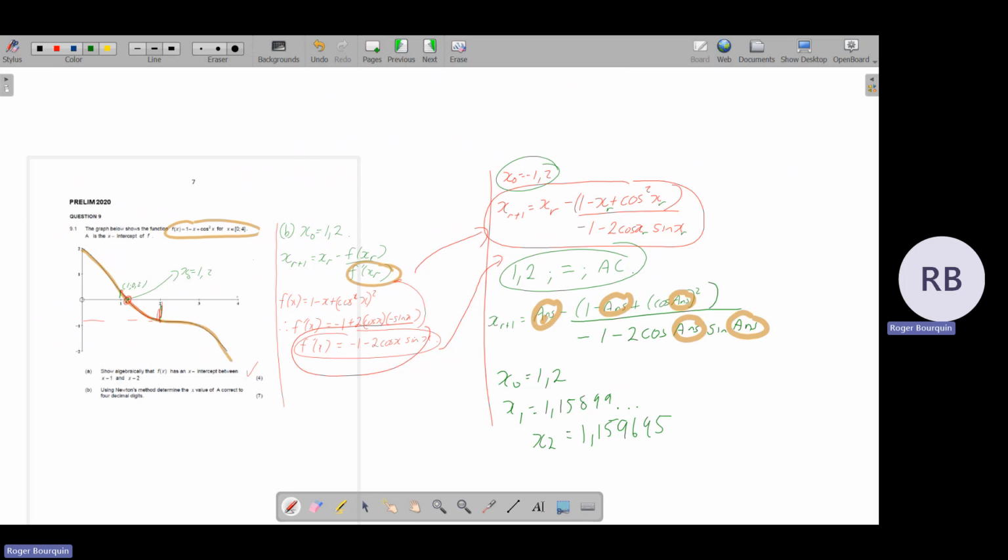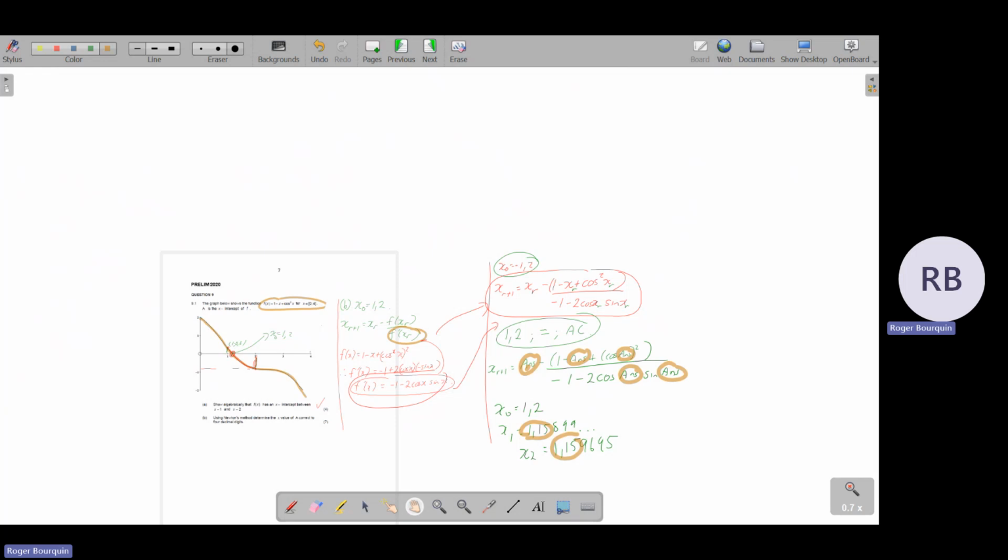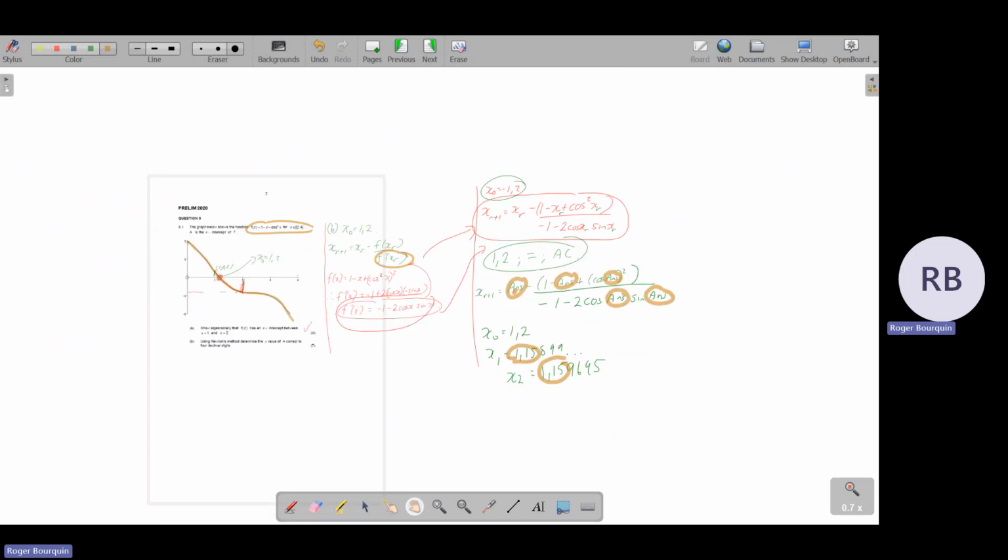And x2, you get 1.159695. Up to here, how many decimal digits have we got correct? Well, we've just got 1.15. If they had set 2 decimal digits we would be done, but we need 4 decimal digits. Press equals again to get x3 equal to 1.159695. So now we have more than enough decimal places because those are all exactly the same. Once it's repeated, it's correct.